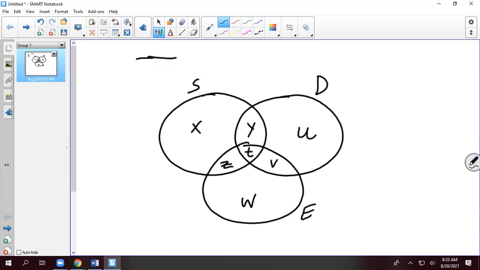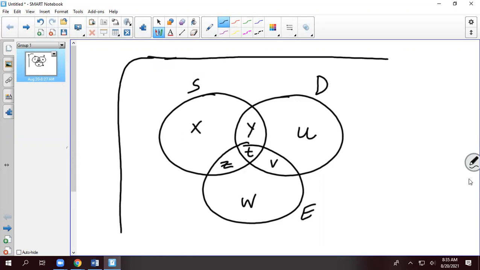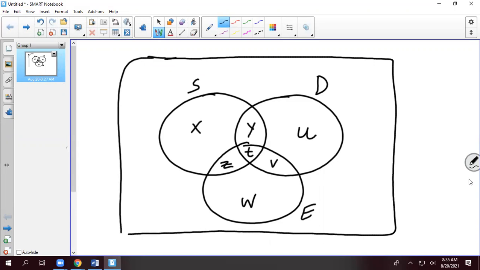And let's represent the whole space by this rectangle. There could be some who are in neither of these three, because they didn't say that all the students had one of the bad habits. So we could have a Q here, for example.